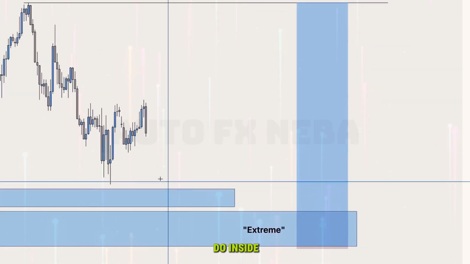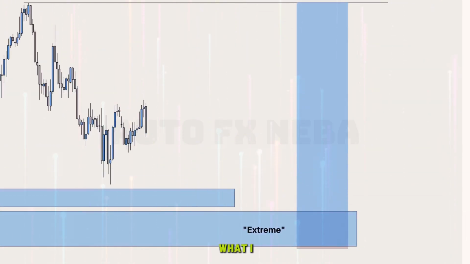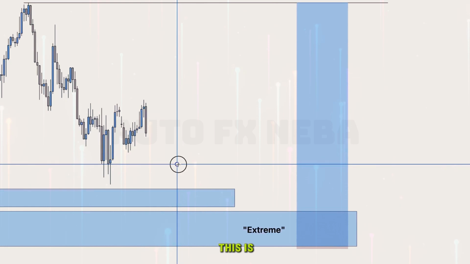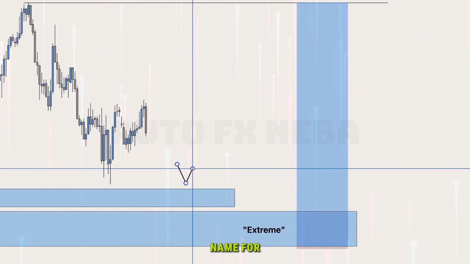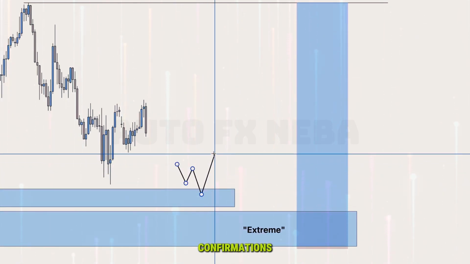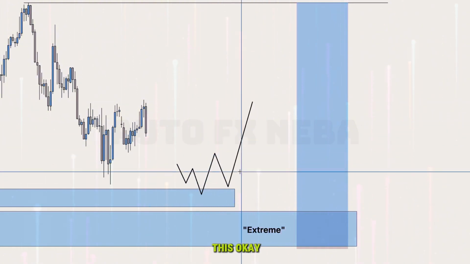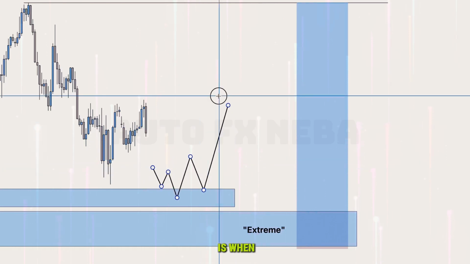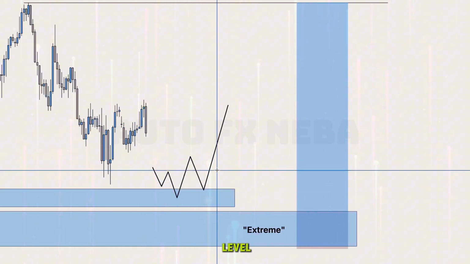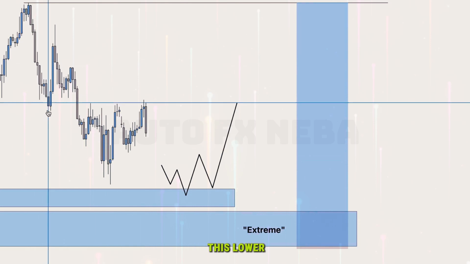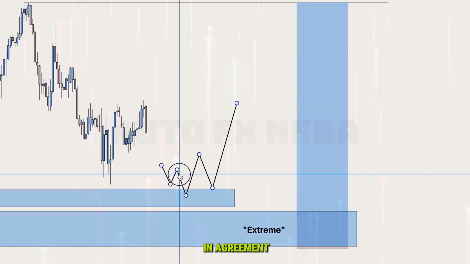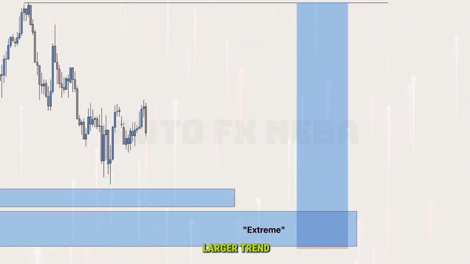So what we can do inside of the top zone is use what I call a standard confirmation. This is nothing new, it's just a simple name for a simple approach to structure confirmations in your trading. So a standard confirmation looks just like this, okay? What we would do is when the market reaches this level, we would see if this lower time frame structure changes in agreement with our larger trend direction.